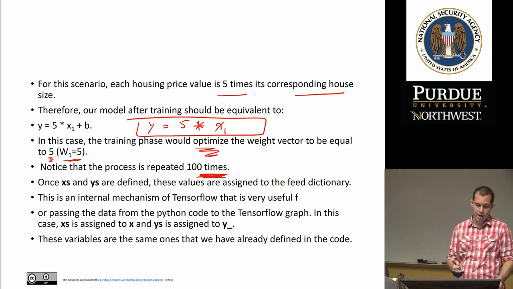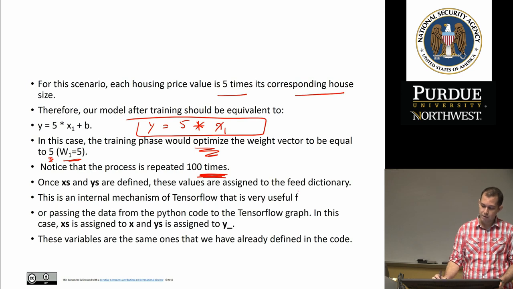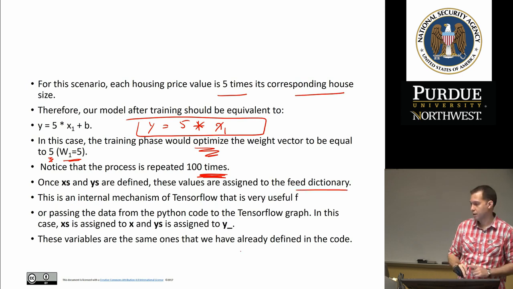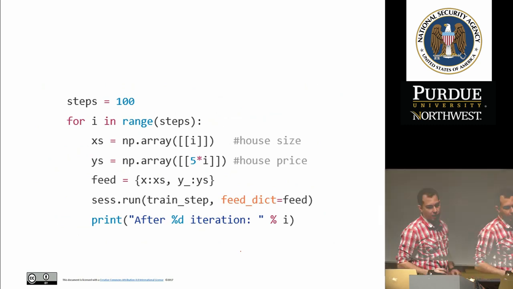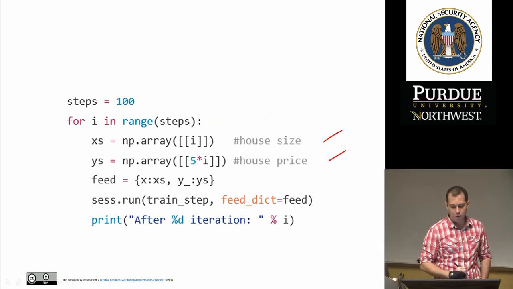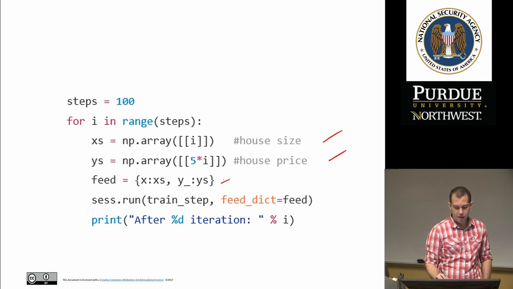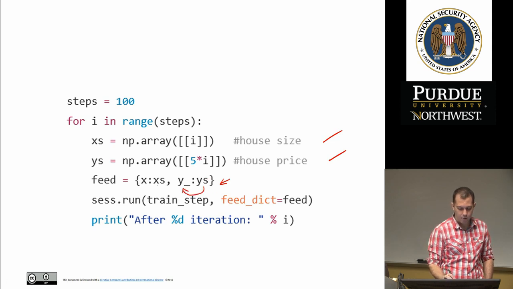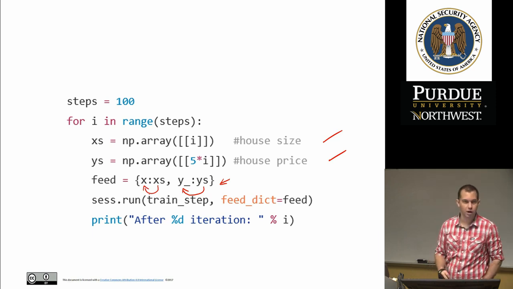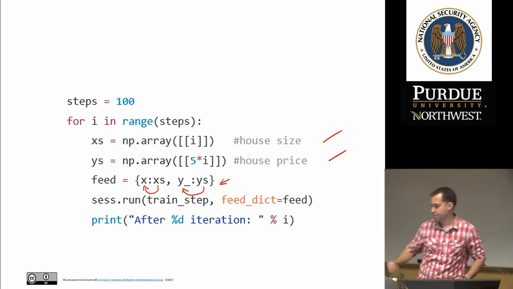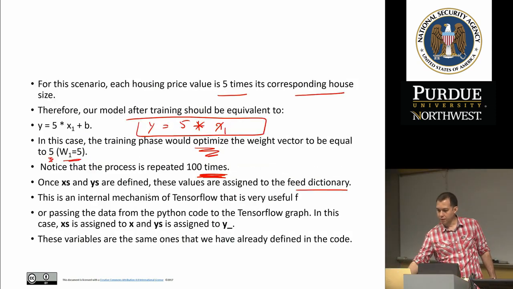Once XS and YS are defined, these values were assigned to the feed dictionary. And you can see that in our code here, right? So we've done this part and this part. And then we created the feed dictionary as described, which assigned the YS data to Y underscore and the XS data to X, which are the placeholders. All right.